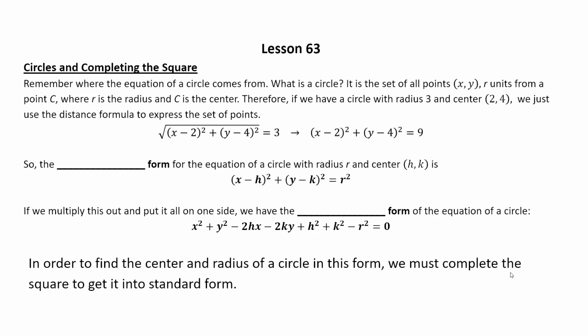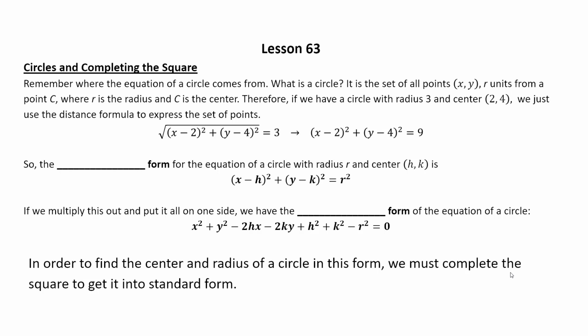All right, now circles and completing the square. We've done this with parabolas. Now we're going to do it with circles. Remember where the equation of a circle comes from. What is a circle? It is a set of all points (x, y) that are r units from a point C, where r is the radius and C is the center. So a circle is just a set of points that are all equidistant from a point called the center.